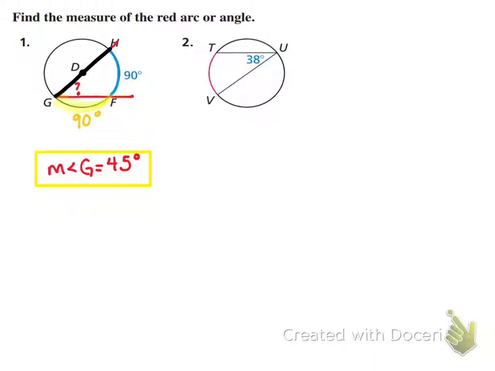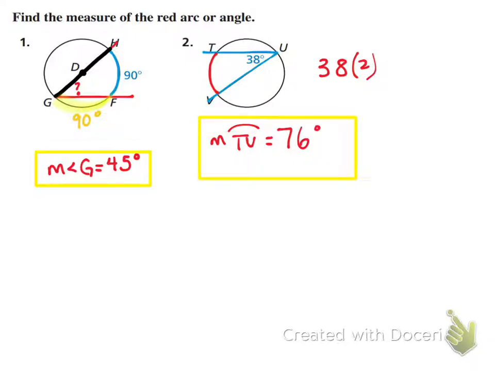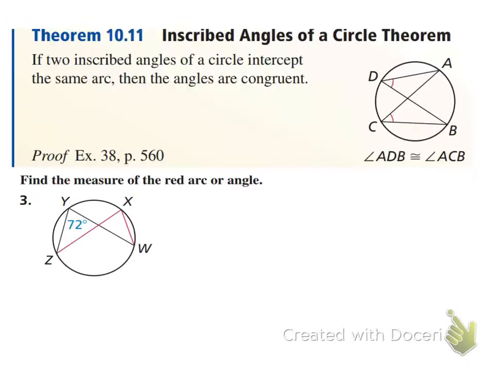Number 2, we have 38 degrees. What is the name of its intercepted arc? TV. So what are we going to do to find the measure of arc TV? Double it. So 38 times 2, which is 76 degrees. There is no diameter in this picture. How do I know there's no diameter? There's no center. Yeah, they didn't show us the center. When you're ready, you're going to flip the page. I don't know why there's a staple in these notes. There's only front and back, so I don't know why that printed, but here we are.